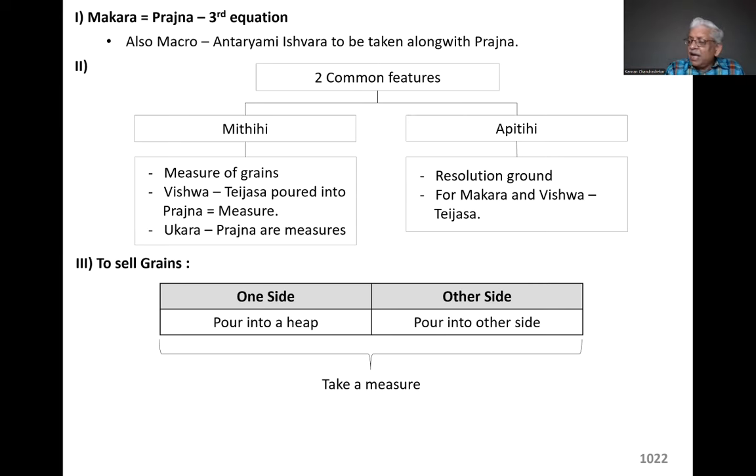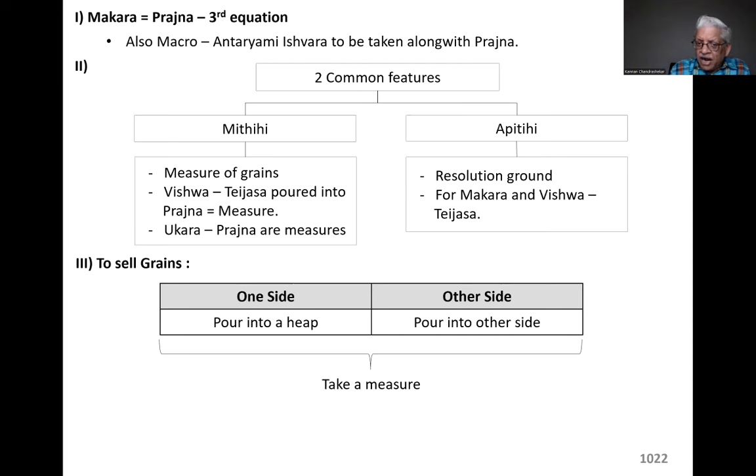Now, we have studied this feature of miti and apiti when we did the Prajna mantra in the Upanishad. The sleep state is compared to the resolution ground, which is what is called apiti. Miti means it is like the measure of Virat, Vishwa state and the dream state. Why is it called a measure? We have studied this before. Like you have a small measure in which you pour some grains and then you take it out. That measure which we use to weigh something, to sell something.